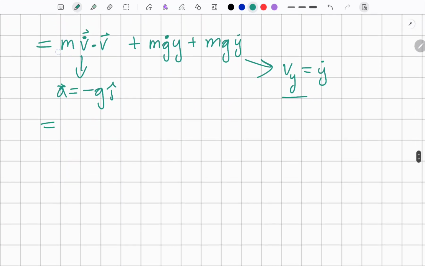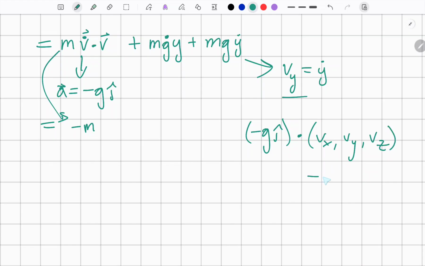So this expression will become negative m, times negative g in the j direction, dotted with our velocity. Let me just write this off to the side. Negative g j, dotted with our velocity vx, vy, vz. We're just going to have negative g vy. So pulling that negative over to here, we get mg vy. You can leave that off to the side.